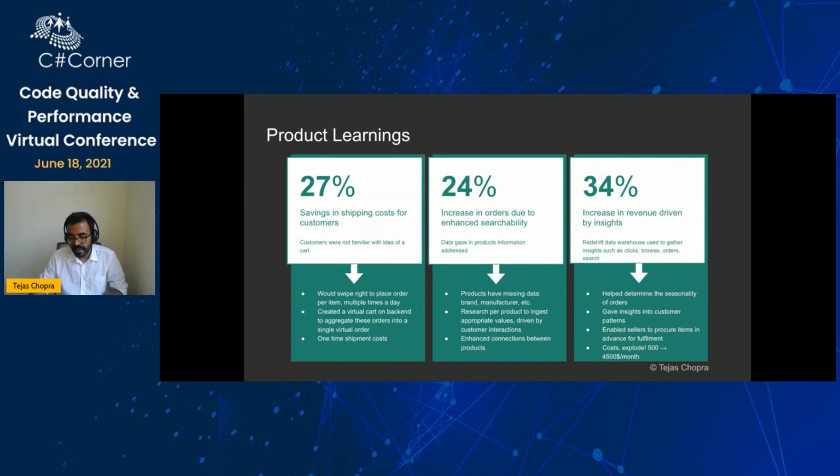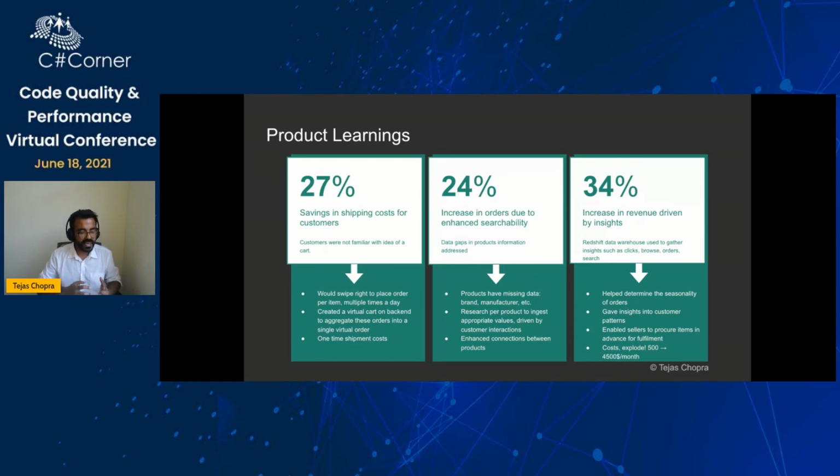I mentioned that we have Redshift, that is our data warehouse for capturing insights. What we saw is that by just introducing insights into the data, we increased the revenue by 34%. And that told us a lot about customer behavior. For example, during the summer season, there was an increase in demand of ice creams and chocolates as well. And we saw that customers were trying to browse them beforehand.